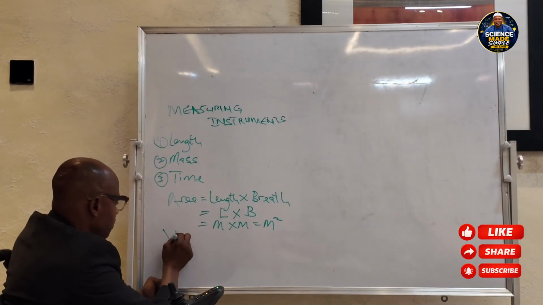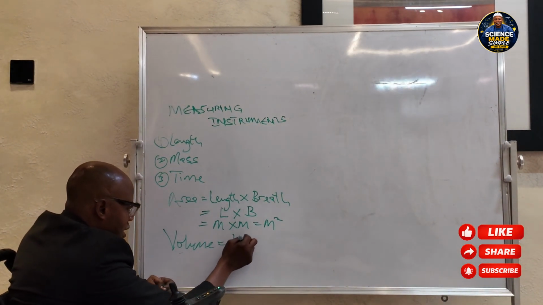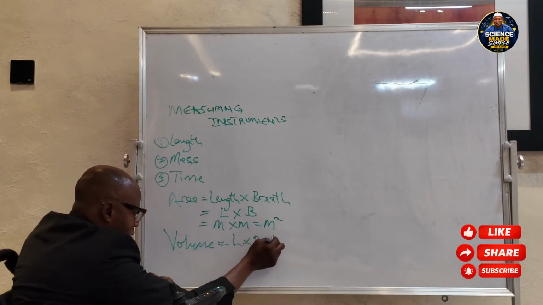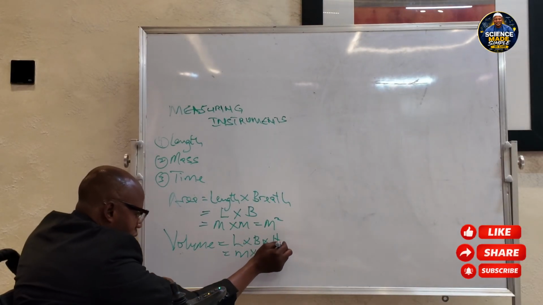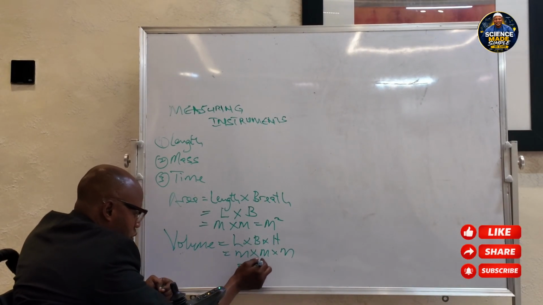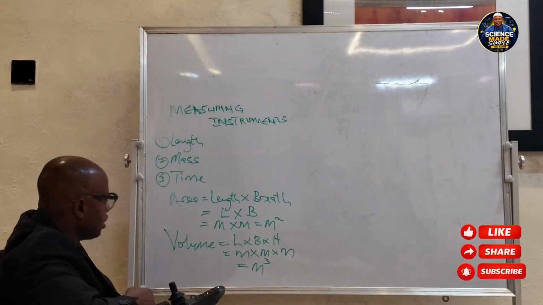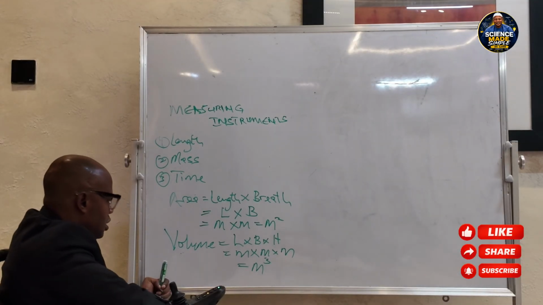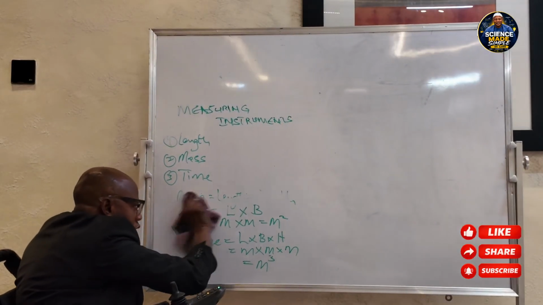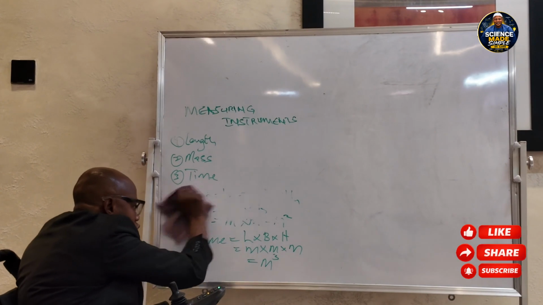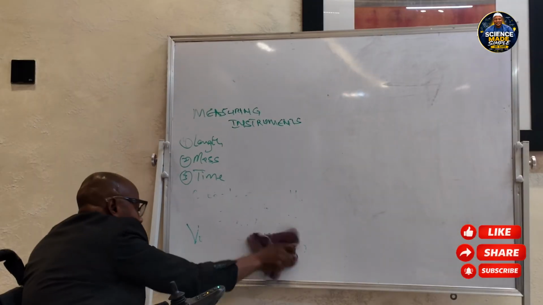For volume of a regular body, we have length times breadth times height. Length is measured in meter, breadth is also measured in meter, height is also measured in meter. Everything will be meter cube. So if you want to measure area, you derive the formula from the basic unit called length. So that's how you can measure area. Ditto to the volume from length.